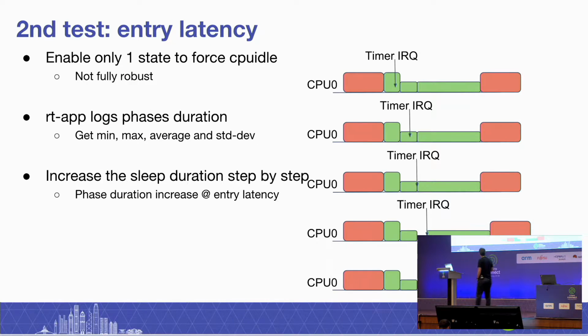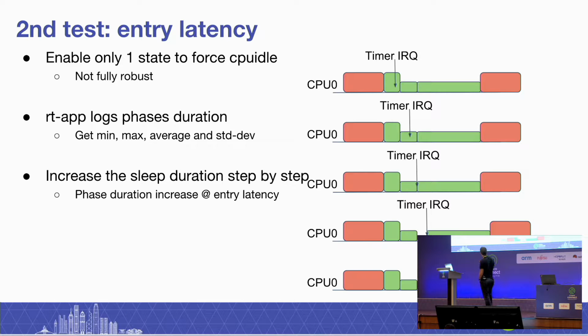For the entry latency, it's a bit more difficult to find a way to compute that, because you can modify your code and set some GPIO when you are entering or going out. You can do a lot of things, but the goal there was to do something simple to reproduce without a lot of material. So for that, we are still using the RT app, and we are increasing step by step the time spent in sleep duration.